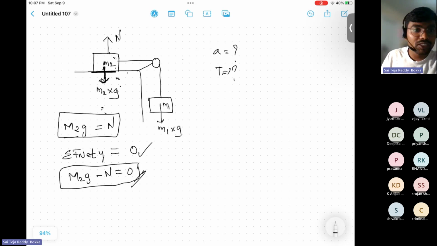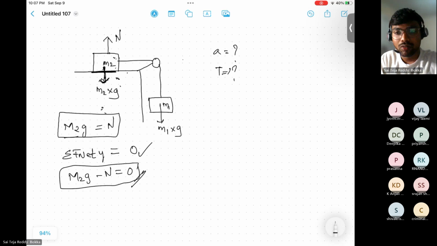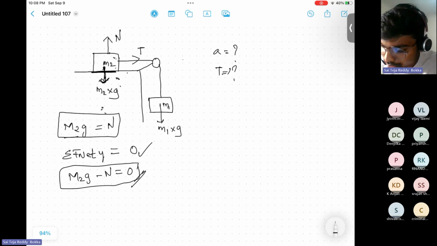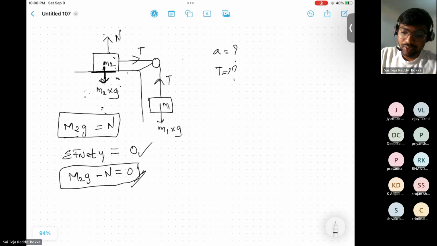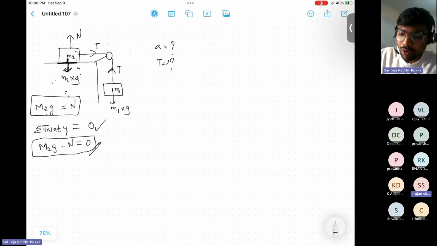Okay. And what are the other forces which are acting on this block now? Guys, what are the forces acting on this block? Tension. Yeah, tension. Tension will be acting in this direction. So apart from the normal force and M2G, the weight, there is another force, the tension, which is acting in the horizontal direction. We call it T. Right? So if you are drawing a free body diagram for the first mass, what will the free body diagram be?